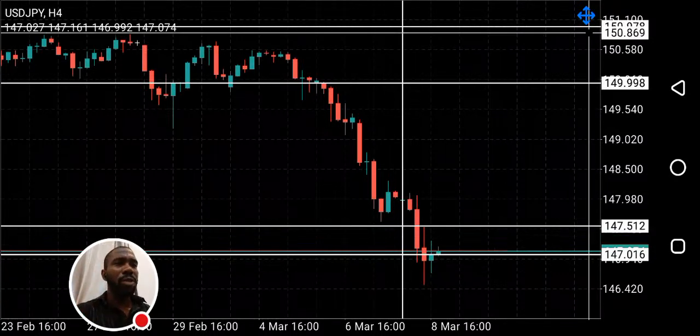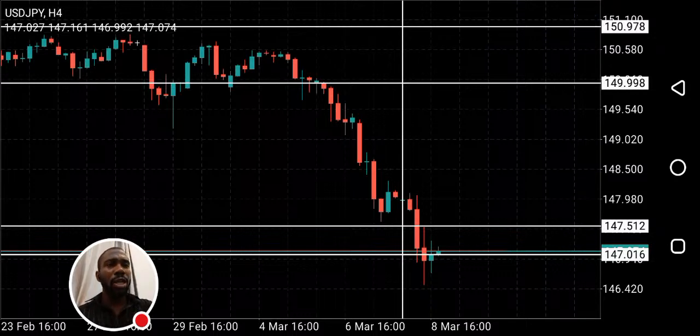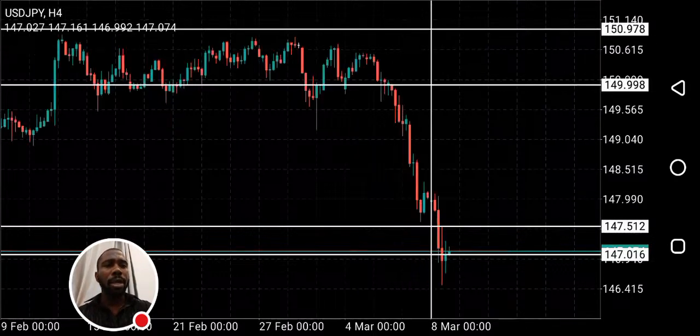That's my take on USD/JPY. I want to see price pull back to a premium level before I consider selling USD/JPY. I hope that is clear. Okay, let's move to the next pair.